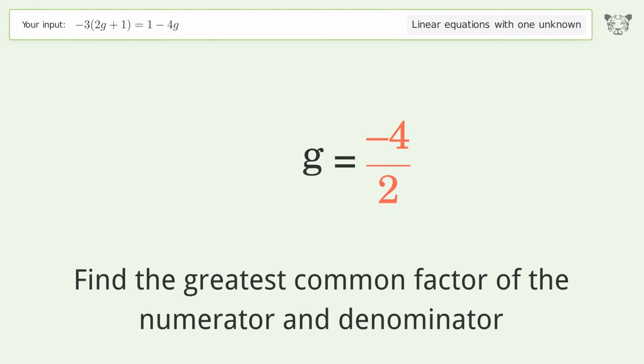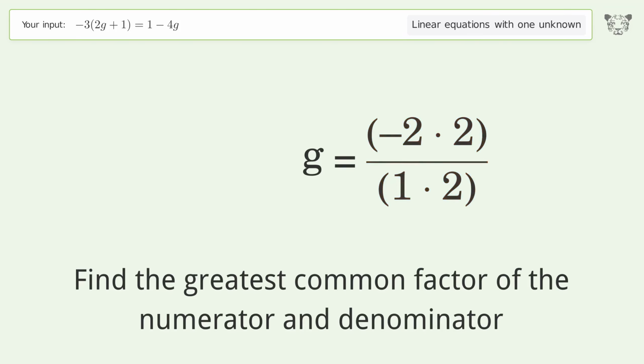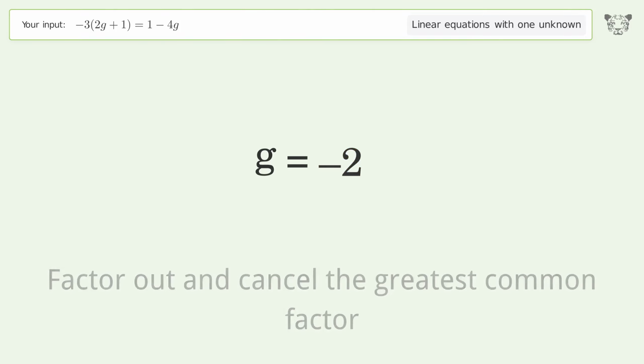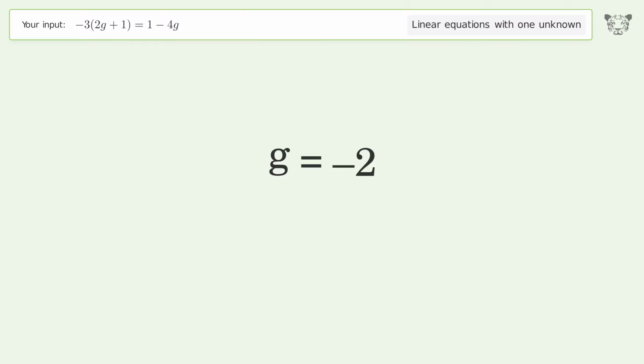Find the greatest common factor of the numerator and denominator. Factor out and cancel the greatest common factor. And so the final result is g equals -2.